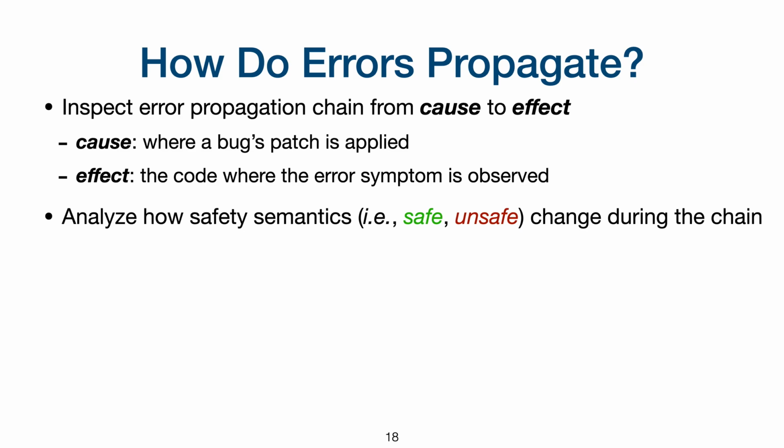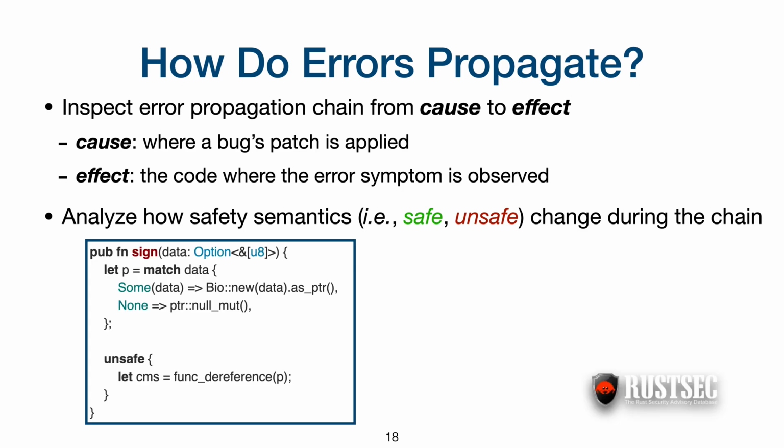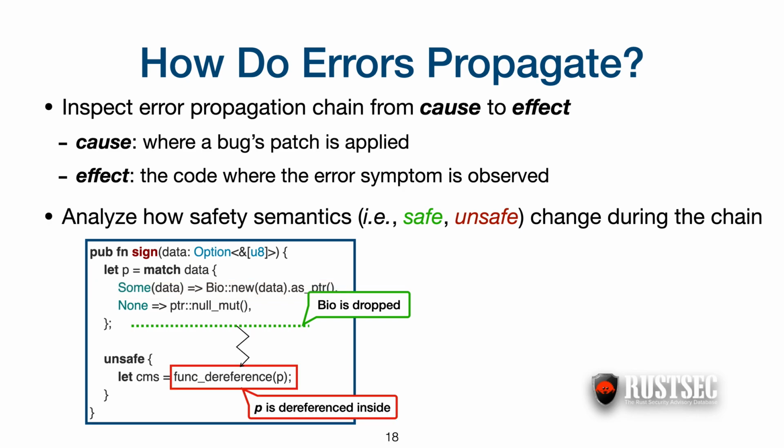We consider the code where a bug's patch is applied as its cause, and the code where the error symptom can be observed as its effect. Let me use a use-after-free bug example to explain the error propagation chain. The match code block checks whether or not the input data is none. If data is not none, a bar object is created and pointer P points to that object. The lifetime of the bar object terminates at the end of the match block, and it is freed there. Thus, pointer P becomes a dangling pointer after the match block. Later on, when P is dereferenced inside this function, use-after-free happens.